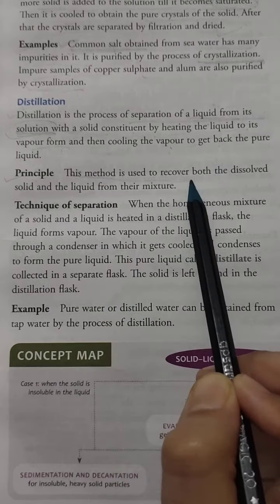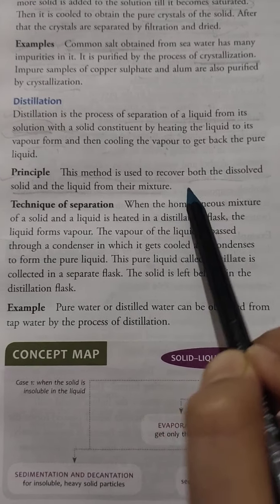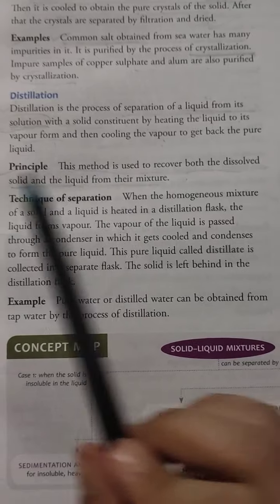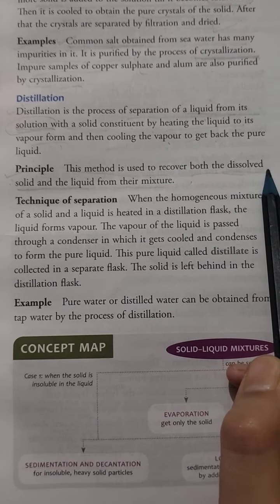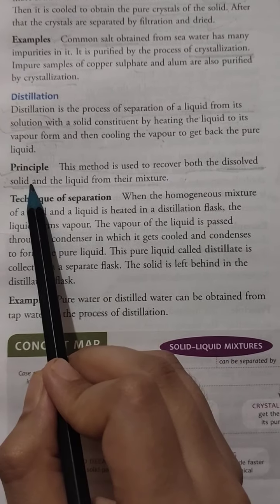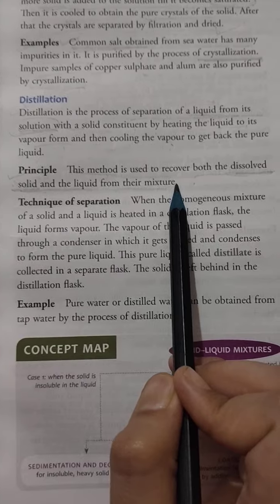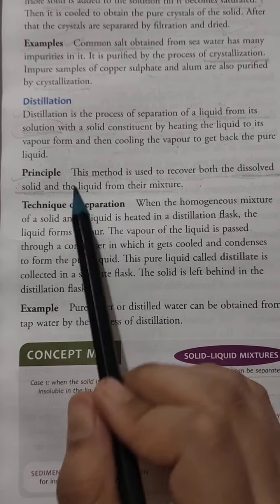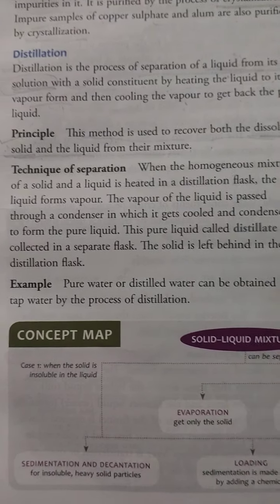This method is used to recover both the dissolved solid and the liquid form from the mixture. So this is the method which is used to recover both the solid that has dissolved and the liquid present in the mixture; we can obtain both of them through this. So what is the technique of separation?